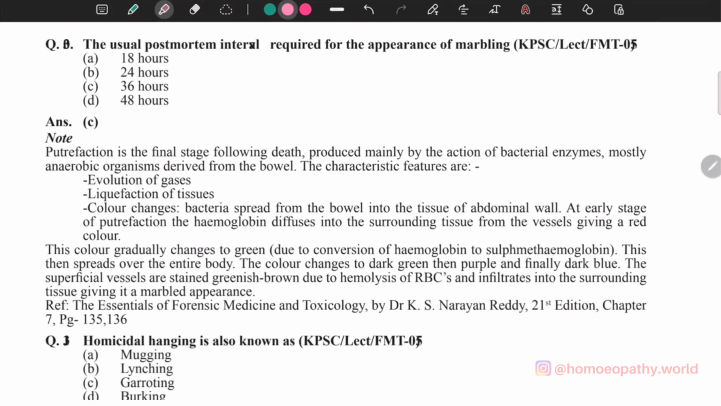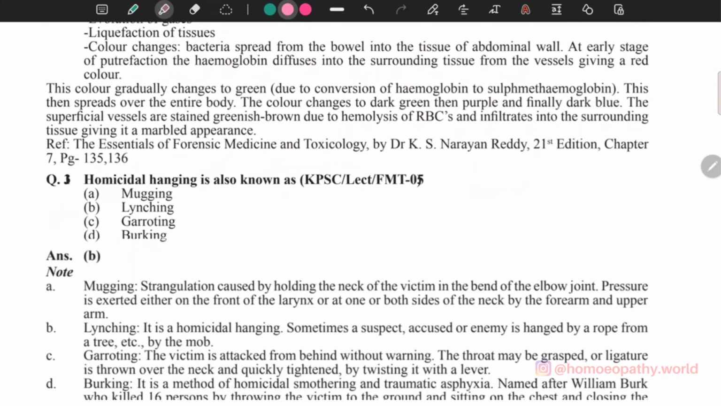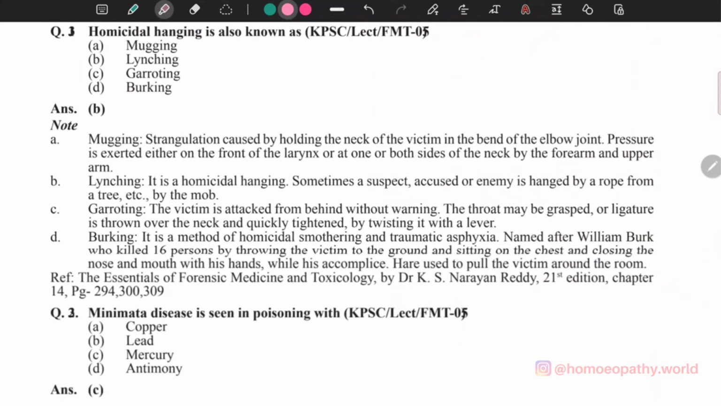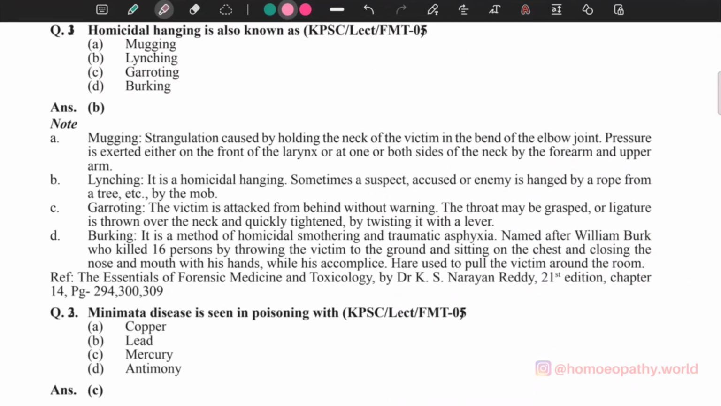Next question. The usual postmortem interval required for the appearance of marbling is A. 18 hours, B. 24 hours, C. 36 hours, and D. 48 hours. The answer is 36 hours. Next question. Homicidal hanging is also known as A. Mugging, B. Lynching, C. Garroting, or D. Burking. The answer is B.